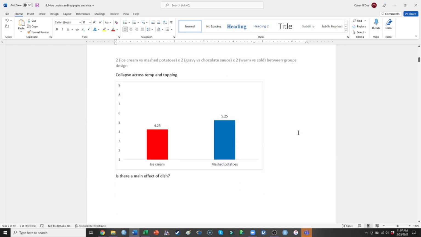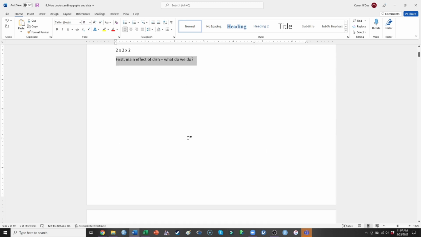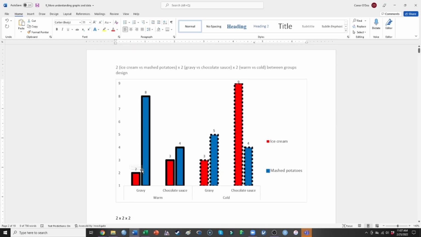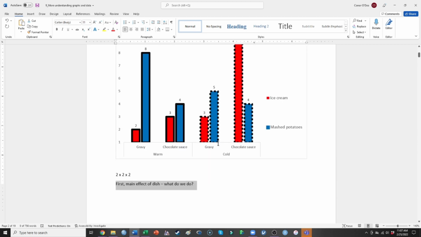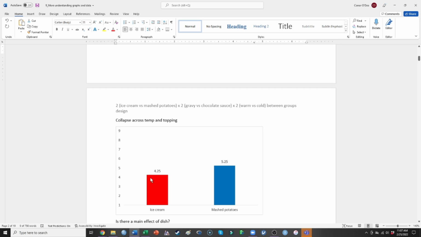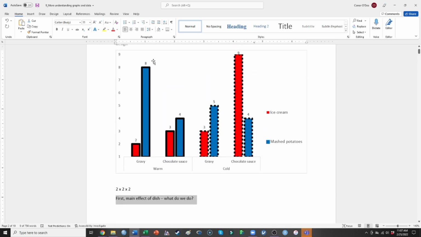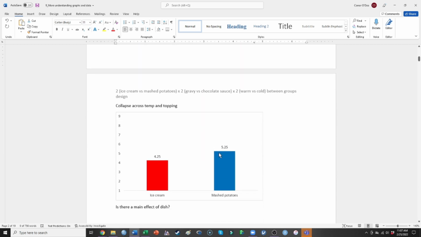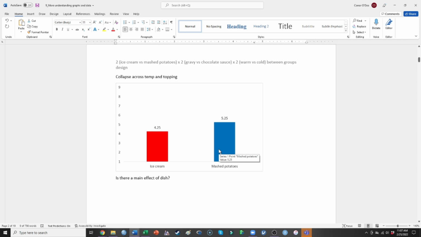And so now we need to look, and literally all I did was I took the average here. So I did 2 plus 3 plus 3 plus 9 divided by 4, and that is equal to 4.25. The next one, I took 8 plus 4 plus 5 plus 4 divided by 4, and that gave me an average of 5.25. So again, when we look at a main effect, we do not care at all about the other variables in this data set.